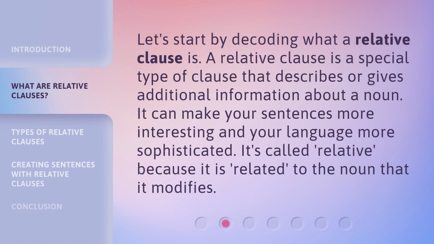Let's start by decoding what a relative clause is. A relative clause is a special type of clause that describes or gives additional information about a noun. It can make your sentences more interesting and your language more sophisticated. It's called relative because it is related to the noun that it modifies.